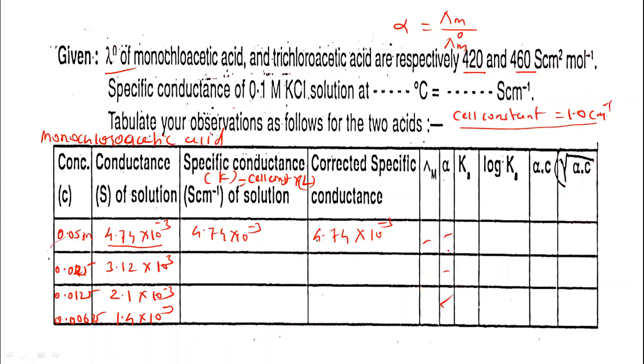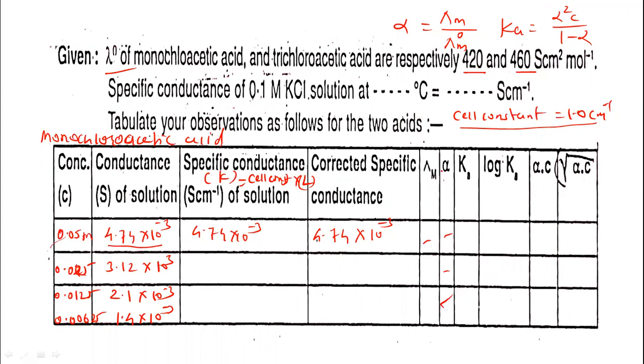After that we have to calculate the Ka value, the dissociation constant value. Ka is equal to alpha square into C divided by 1 minus alpha. Using this equation, we can calculate the dissociation constant value for that particular concentration. So 4 calculations we have to perform, putting the value of alpha here: alpha square C divided by 1 minus alpha.